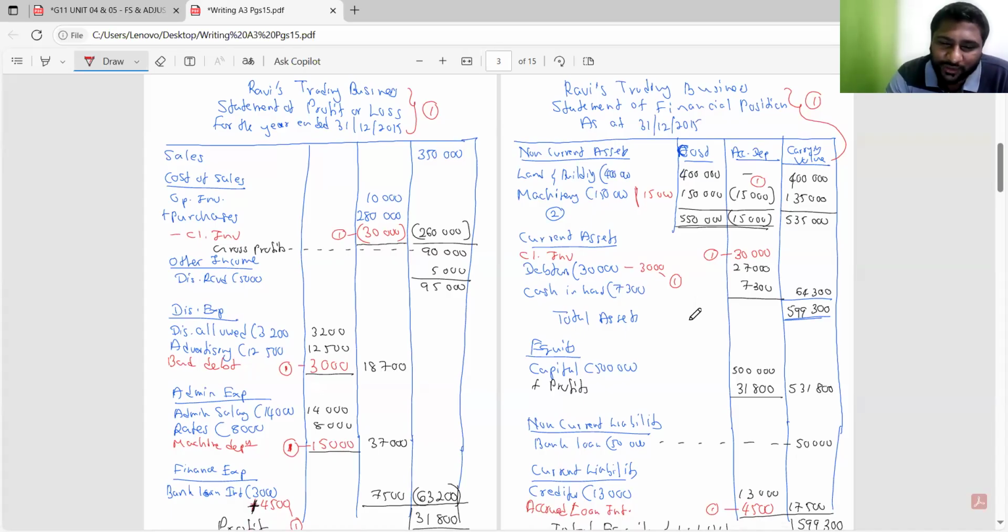As I told you, for the adjustments they are allocating marks, for the headings they are allocating marks, but generally not allocating marks for the balancing. But if you have time, it's better to balance it off fully.